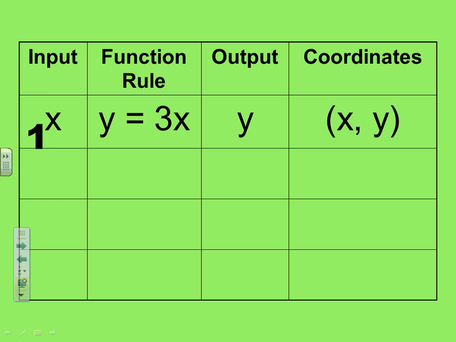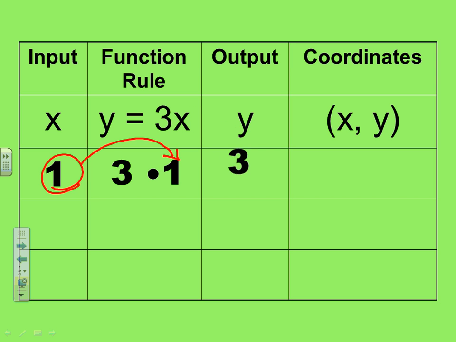So the first number we want to input is 1. That's what we did on our function table. We're going to say 3 times 1. What we did is we took this 1 and we're substituting it in for the x value. Once we do that, we end up with 3. And so now we can take that 1 and that 3, our input and our output, and create a coordinate point out of it, making it (1, 3).